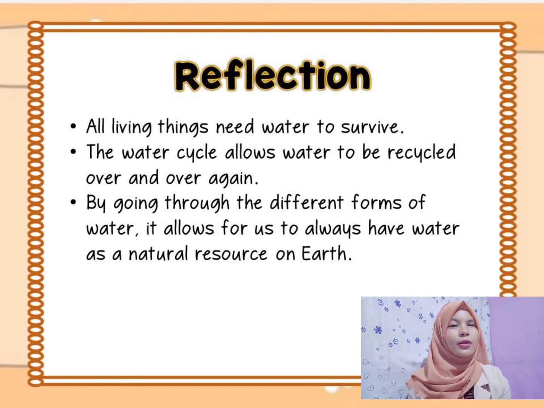So, all living things need water to survive. The water cycle allows water to be recycled over and over again. By going through different forms of water, it allows us to always have water as a natural resource on the earth.